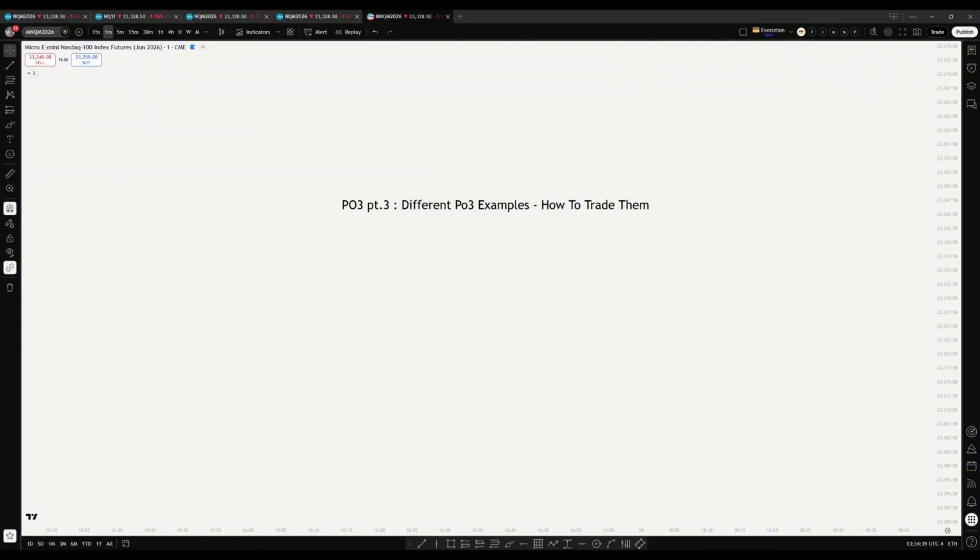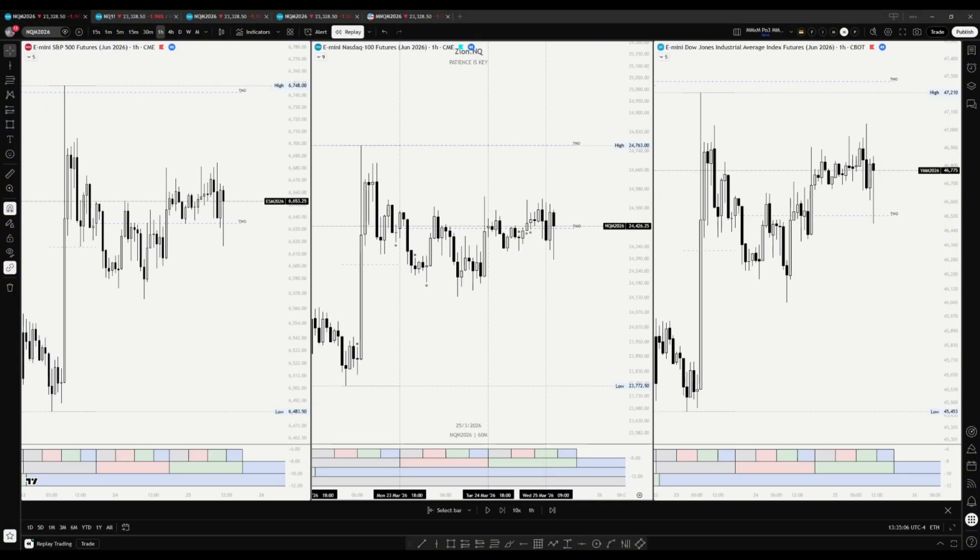And today will be about the different Po3s and how to trade them. For example, I'm going to explain to you the 30-minute and the 4-hour Po3. So let's get started. Let's just start with the basics you should already know.